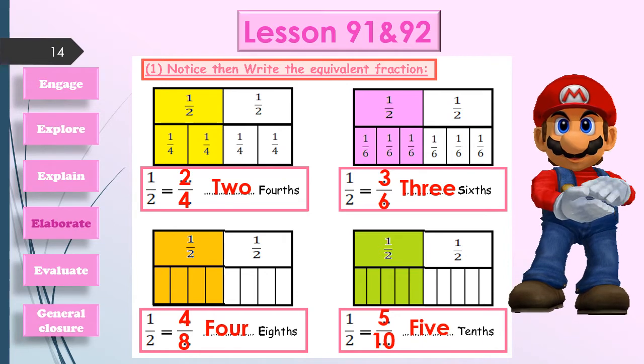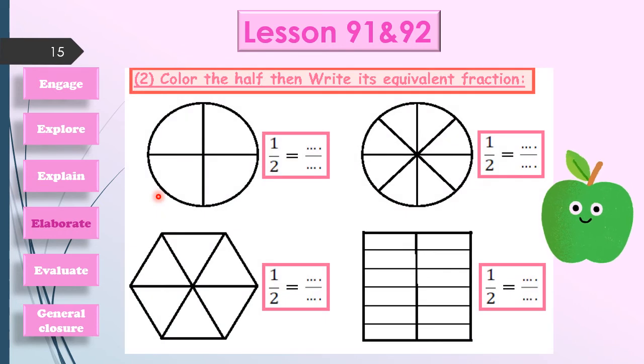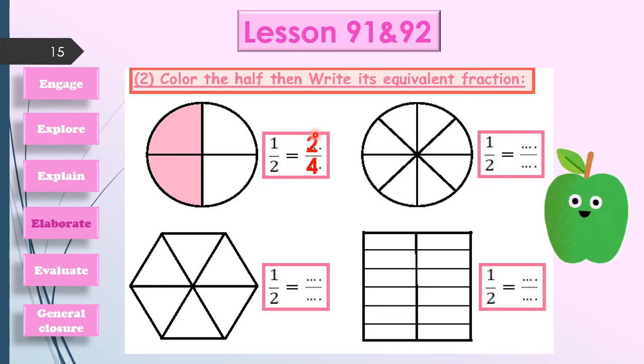Good job. Here we have another exercise. Color the half, then write its equivalent fraction. First color, then write what you get as the equivalent fraction. If I color half of this shape, it will be like this. Then let's count how many parts in all. It will be 4. Write down all the parts in the denominator and ask yourself, how many colored parts? Yes, it will be 2 parts out of 4. Then half equals 2 fourths.